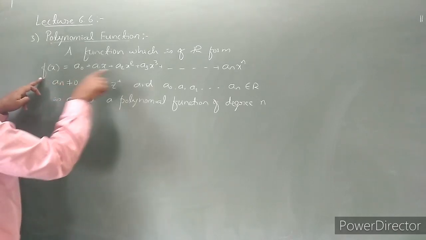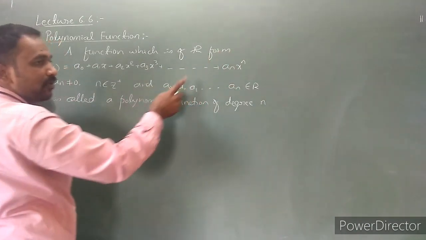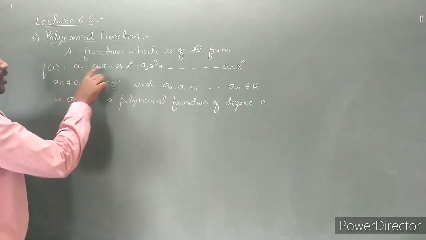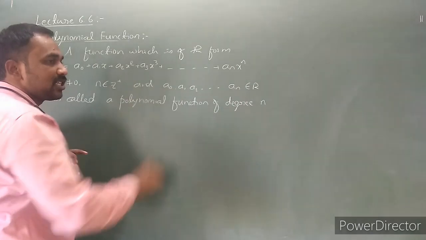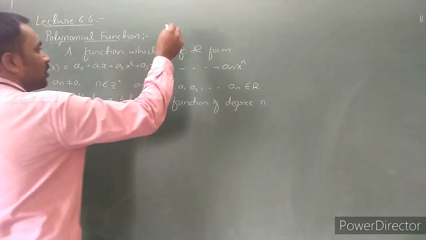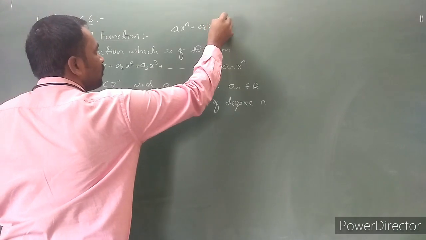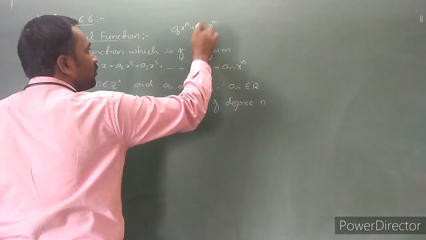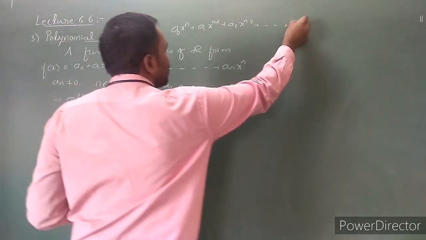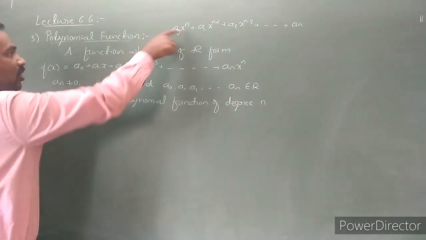You can write it in this manner, or you can write an x power n plus a1 x power n minus 1, a2 x power n minus 2, in that manner also. I have written the powers of x in increasing order, but in reverse also you can write. It doesn't matter. What is the other form? a0 into x power n plus a1 into x power n minus 1 plus a2 into x power n minus 2 plus and so on up to an. In this manner also you can write. Is that clear? Okay. Either this one or this one.